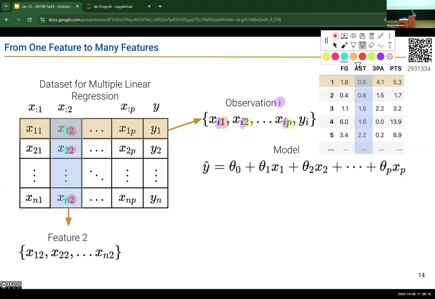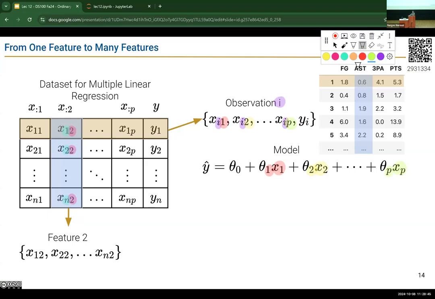So if I'm going to write the multiple linear regression, remember that multiple linear regression tells me that the prediction is going to be the weighted combination of those features, weighted by the parameters that I have. So for example, here this is feature 1 that is multiplied by the weight for feature 1. And this is feature 2 that is multiplied by the weight for feature 2, and then all the way to feature P, which is multiplied by the parameter for feature P, right?